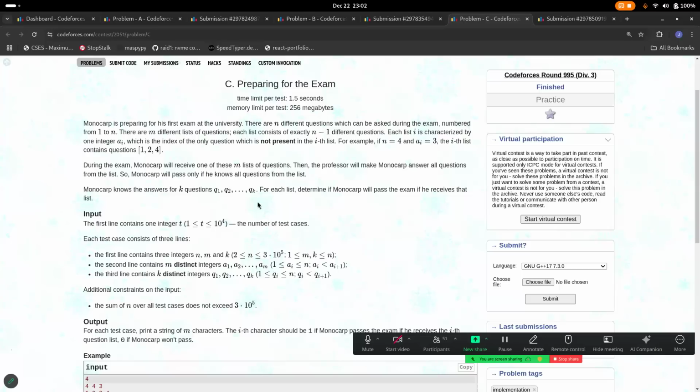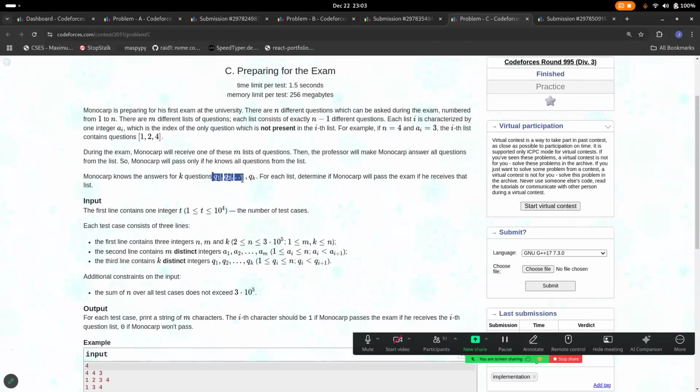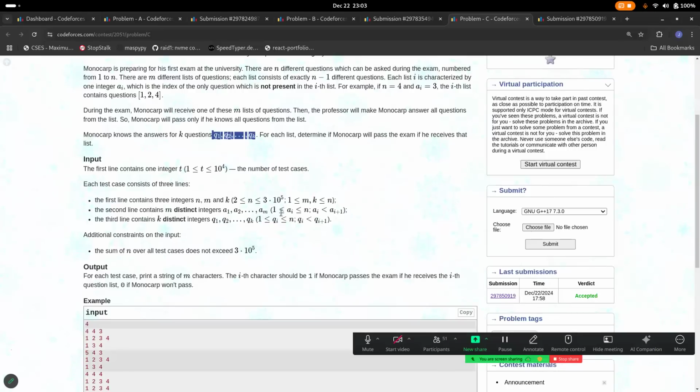So that was the question: you're given m lists, each with n minus 1 questions, and each list is denoted by the question that's not present in the list. Monograph knew the answers to k questions, where k is less than or equal to n, and the number of lists m is greater than or equal to 1 and less than or equal to n, basically within the range 1 to n. N can be from 2 to 3 times 10 power 5, and the sum of n over all test cases doesn't exceed 3 times 10 power 5.